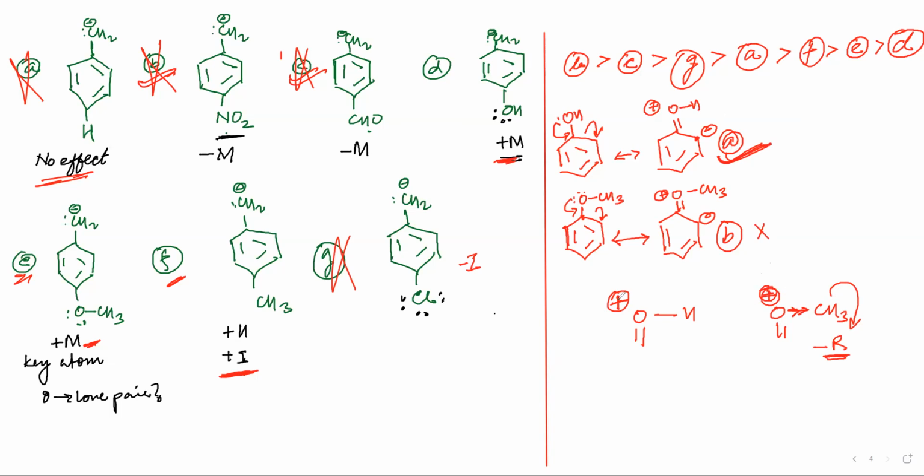Because of this positive charge, the delta negative will be here and it will be pulling electrons. So if it pulls more electrons, this will become a minus R group. Okay, so this is the order. You can note this down.